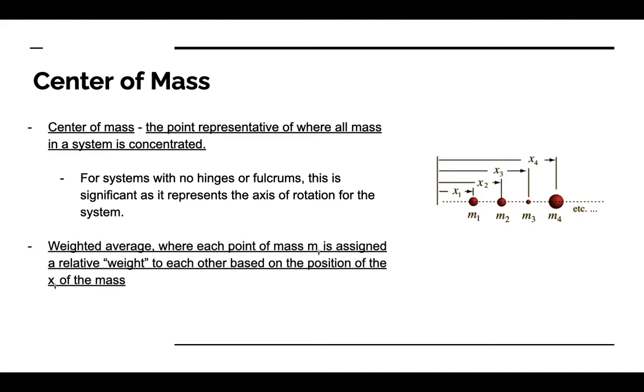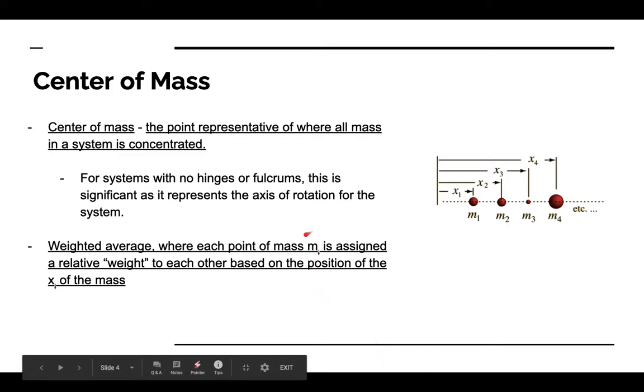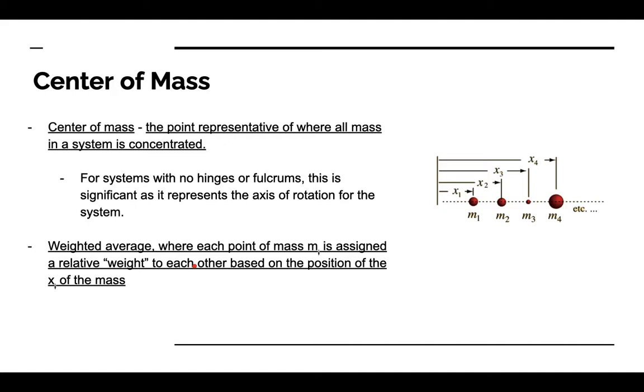So to calculate the center of mass, we calculate what's called a weighted average, where each point of mass, which we call mi, is assigned a relative weight to the other masses based on the position of that mass, okay? So when we say weight right here, we don't mean the force due to gravity. It's a mathematical term that means we give more importance to some masses relative to other masses depending on the position of that mass. So the position of the mass will determine how much importance that mass has. The weight here just means the amount of importance each mass has, okay?